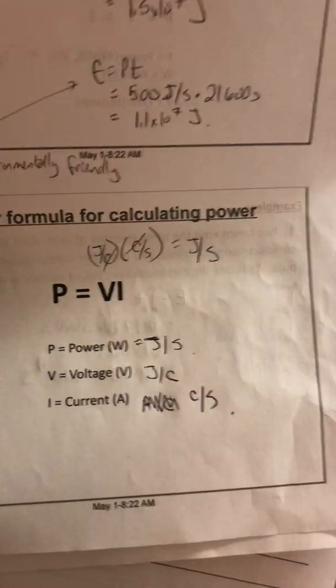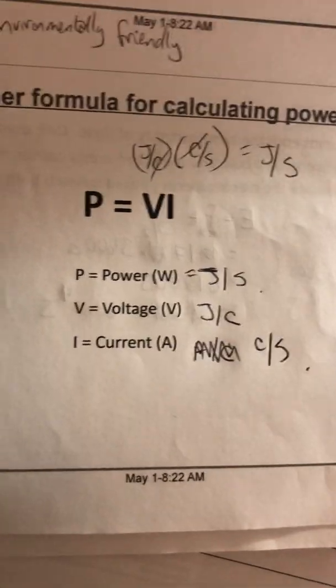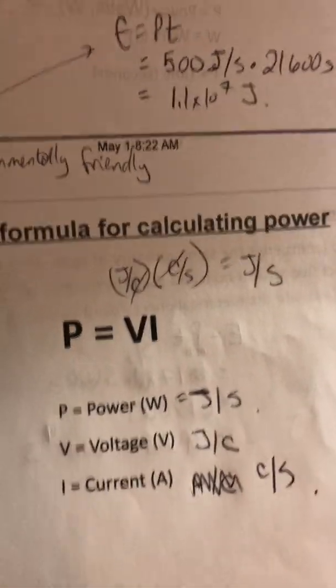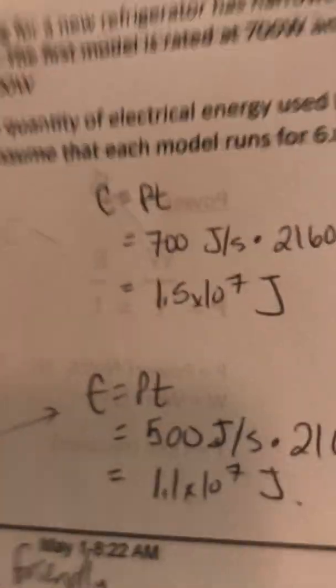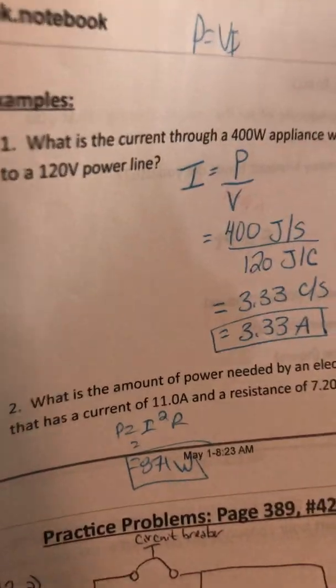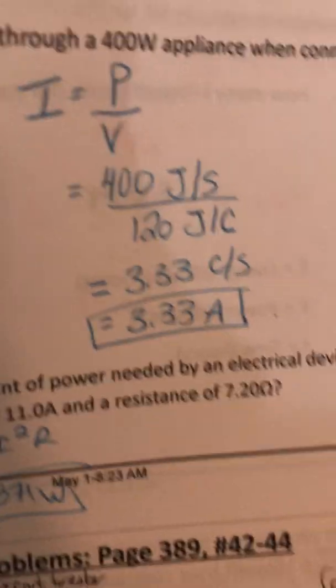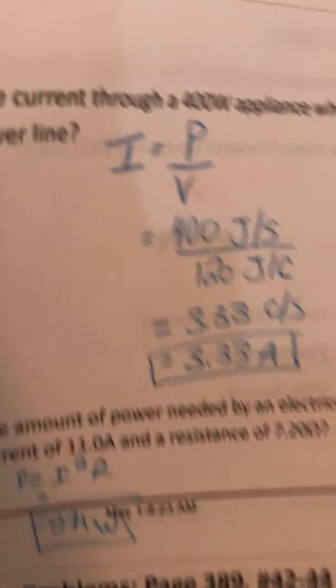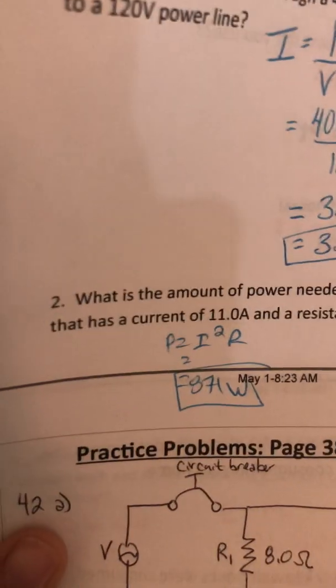Another formula for calculating power, we're taking our voltage and our current. Again, if you look at the unit cancellation up top, this is how you get your joules per second. Let's focus there. Okay, so what is the current through a 400 watt appliance when connected to a 120 volt power line? Looking at your formula, solving for I, you're going to get your amps. With sig digs, 3.3 amps.